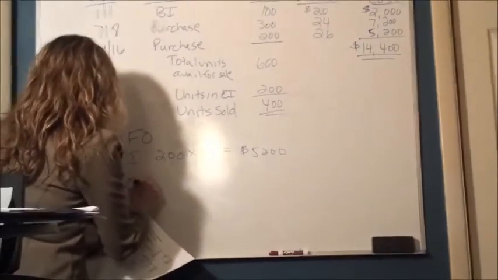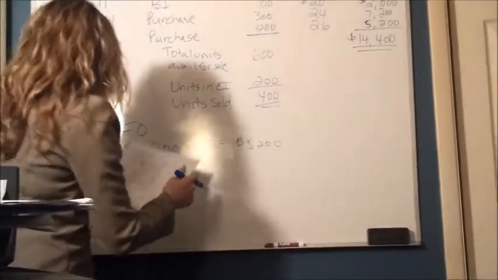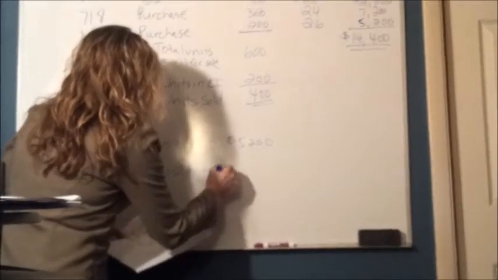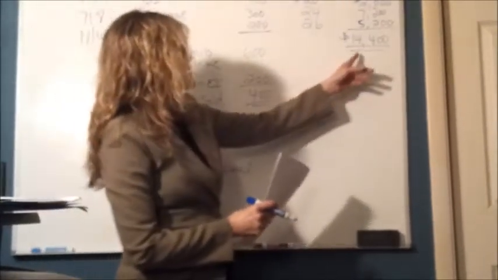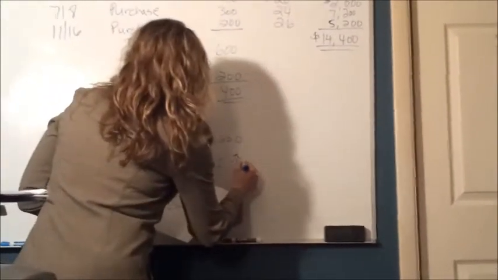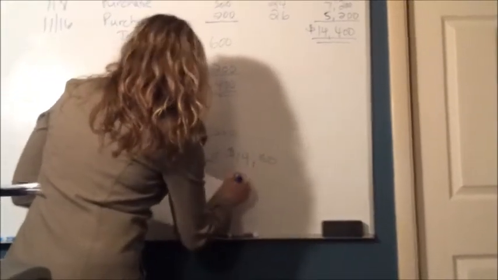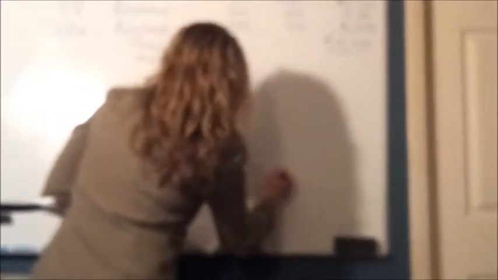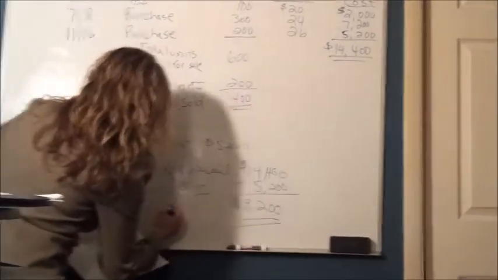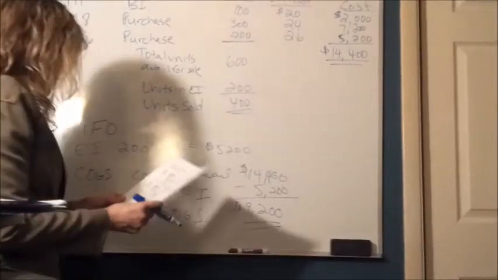My cost of goods sold is going to be the cost of goods I had available, which was $14,400. It was my beginning inventory plus my purchases, minus my ending inventory, which is $5,200. So my cost of goods sold was $9,200.